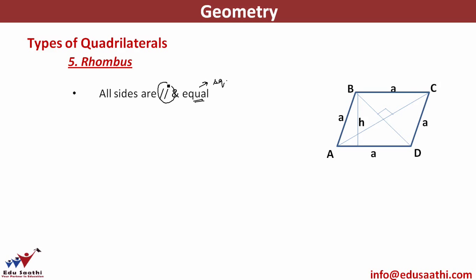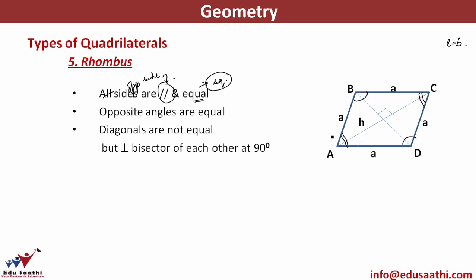Opposite sides are parallel. So opposite sides, not all the sides, opposite sides would be parallel and equal as in the case of square. The difference being vertex angles are not 90, but the vertex angles that are opposite are equal, similar to the case that you have in a parallelogram. So rhombus is a special case of a parallelogram where L is equal to B.